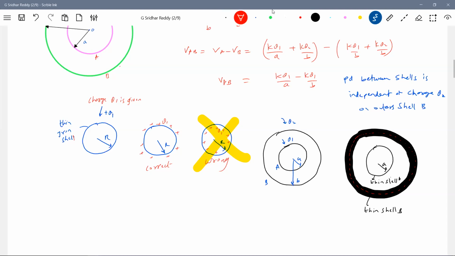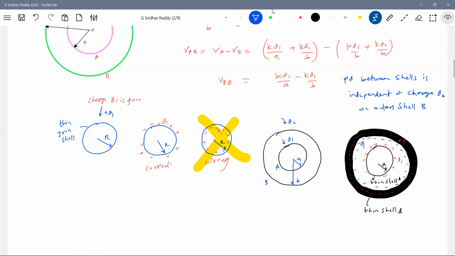So here we have point P. Tell me what was the charge? The charge given, plus Q1, will be here. We know that. What about minus Q1? Minus Q1 will come on the inner surface. Agreed? Minus Q1 will be the charge on the inner surface.